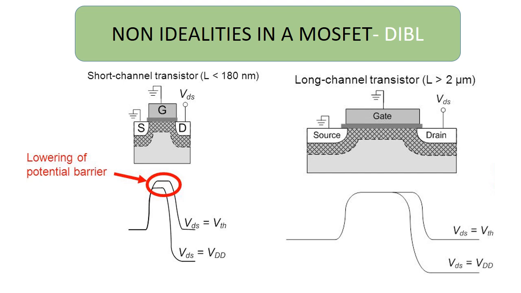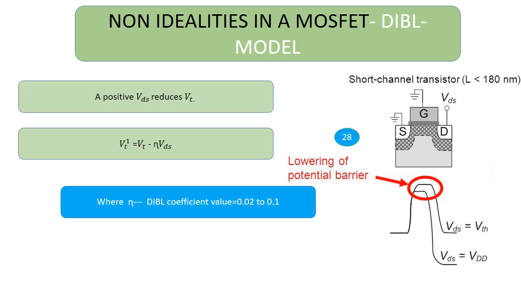The next non-ideality is DIBL, which is drain-induced barrier lowering. The barrier gets lowered by a large positive VDS. This enables the electrons to easily cross to the source. This causes VT to decrease. This reduced Vt is modeled by equation number 28, which says Vt dash is equal to Vt minus eta Vds, where eta is the DIBL coefficient.